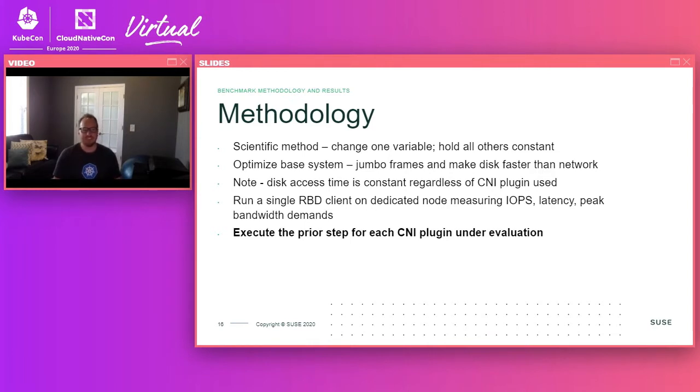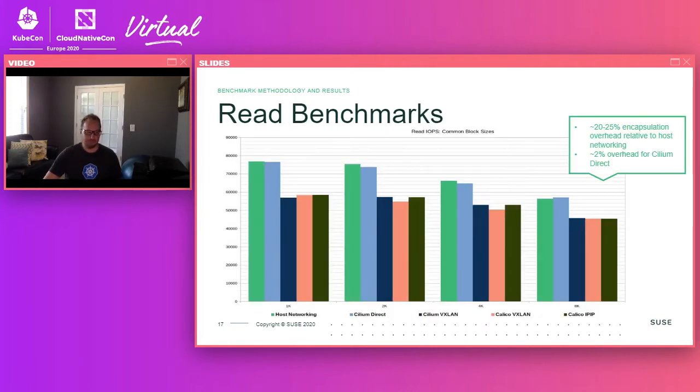As I've been alluding to, disk access time is effectively going to be a constant here, regardless of the CNI plugin used. And then we have a single RBD client running on a dedicated node, and that's where we measure the IOPS, where we're taking latency and peak bandwidth demand measurements. And then we run through this whole process, swapping out the CNI plugin or the CNI configuration, and rerunning the tests by changing that variable. So now that I've set the stage, let's dive into the results.